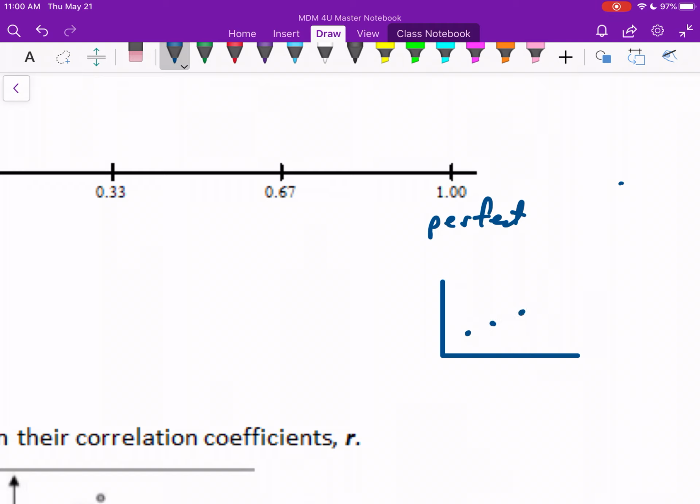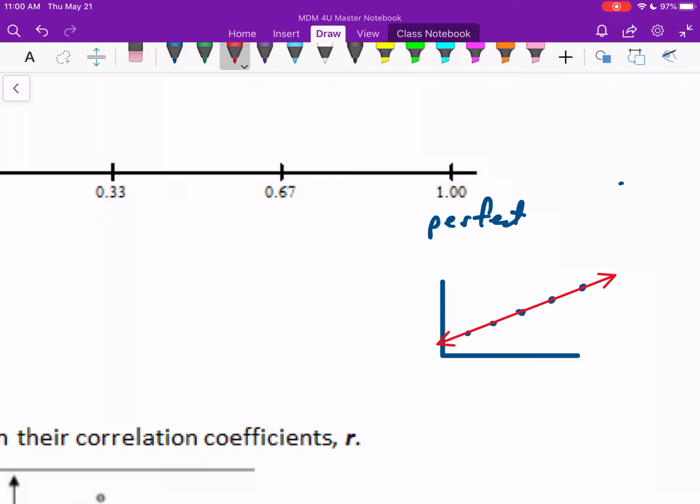I should be able to draw a perfect straight line through this scatter plot and hit every single one of the points in the case of a perfect correlation. So something like that. Don't worry about the slope. The R value's got nothing to do with the slope of this graph. I could have made it a lot steeper. I could have made it less steep. It's just that I'm hitting every single one of the points. That's what makes it an R value of 1.